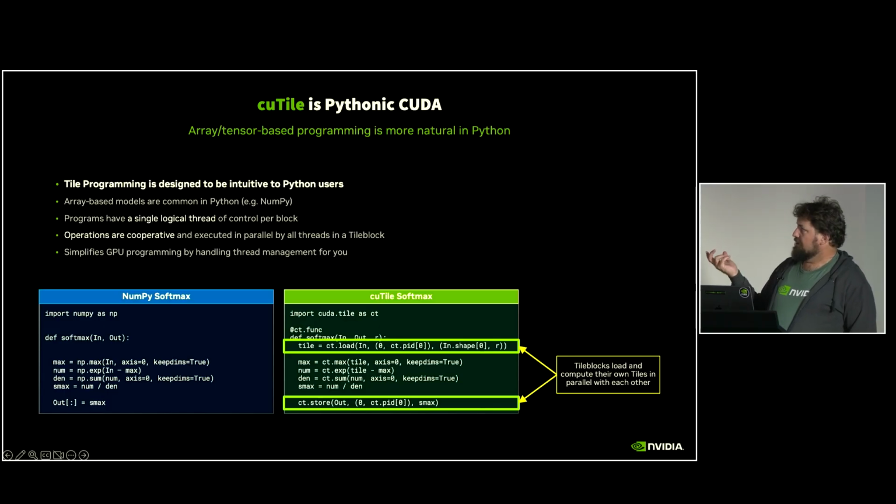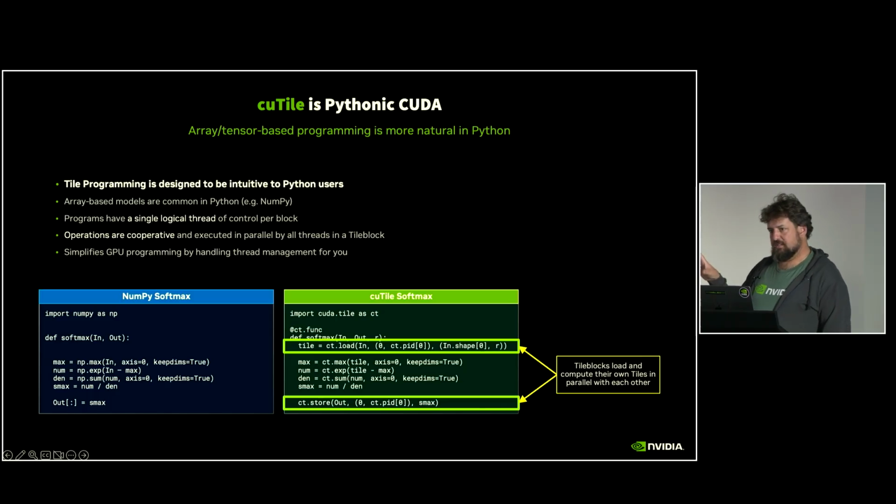This is really taking a Pythonic approach to GPU programming. The programs will have a single logical thread per block, so you don't have to think about all the threads being launched at once. I give it a block, and then I'll have a sequential order of the language through there. Operations are cooperative: those tensor operations that used to take only a couple of threads now take a whole block of threads, and now it's going to take multiple blocks of threads. So threads actually have to talk to each other and cooperate in this model, and you don't have to manage that yourself anymore.